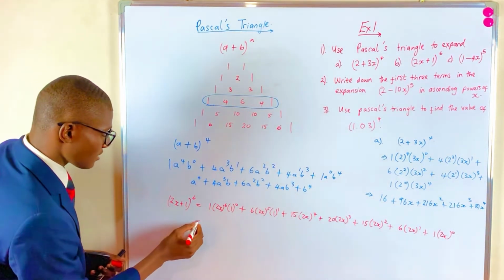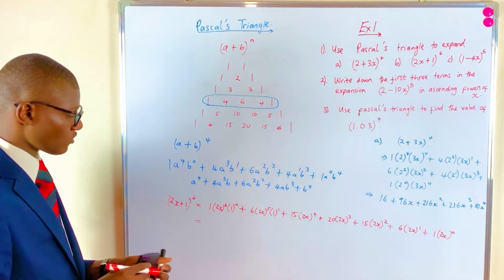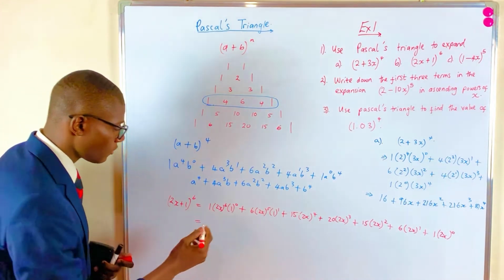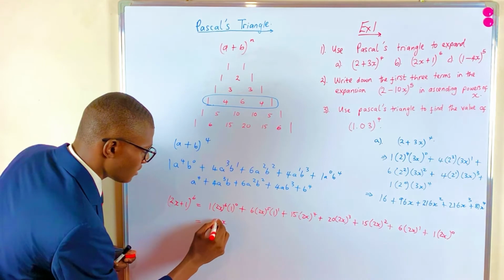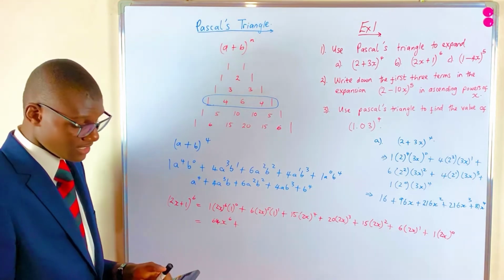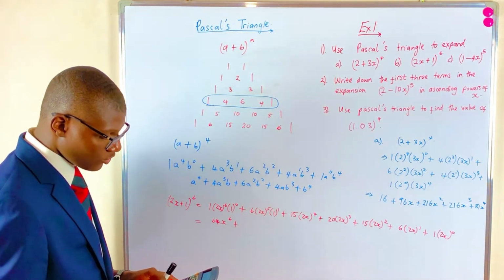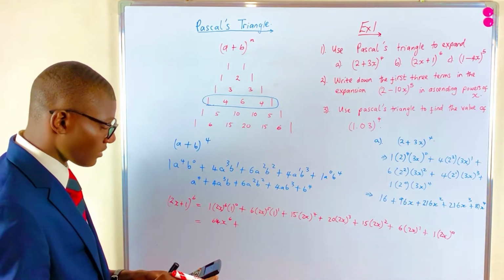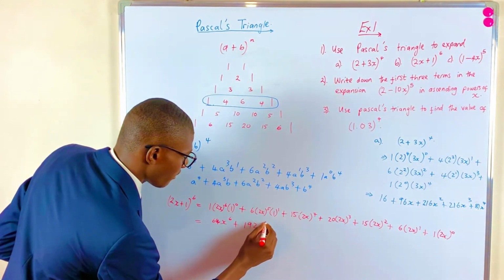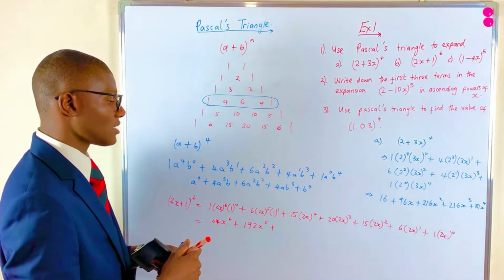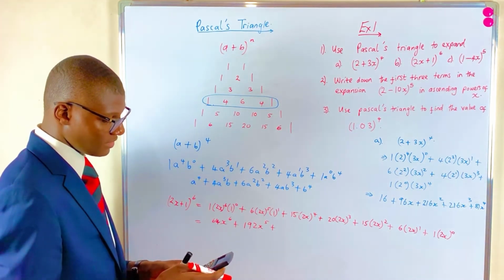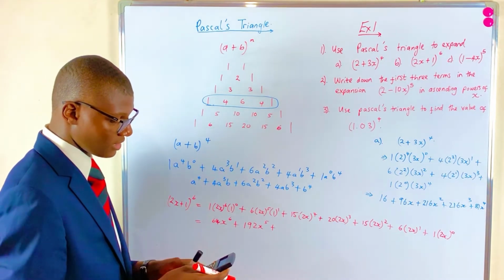So now simplifying this, (2x)^6 will give us 64x^6, plus (2x)^5, that's 32x^5, 32 times 6, that will give us 192. So plus 192x^5, and then plus (2x)^4, that's 16x^4. 16 times 15, that's 240.